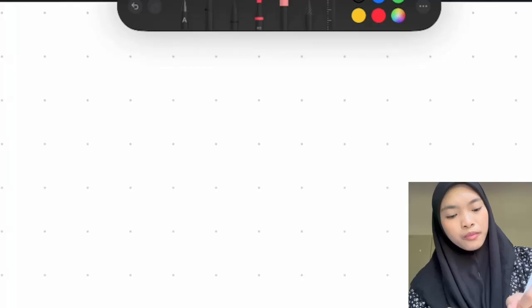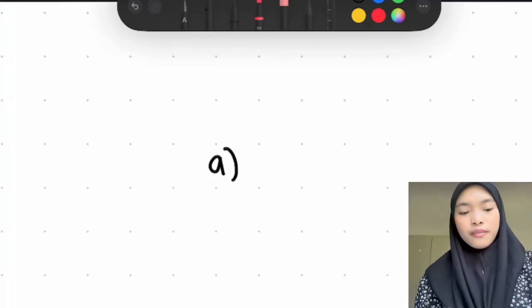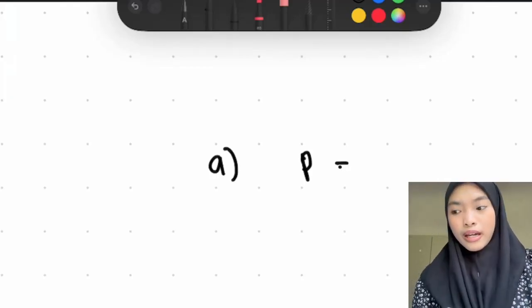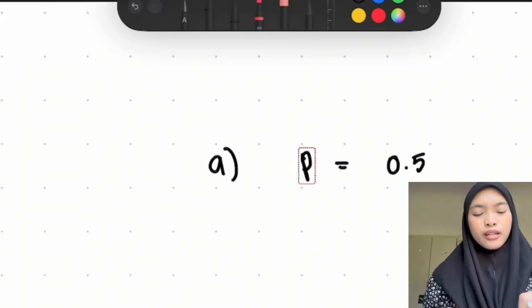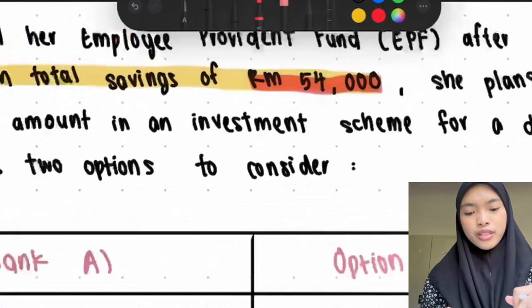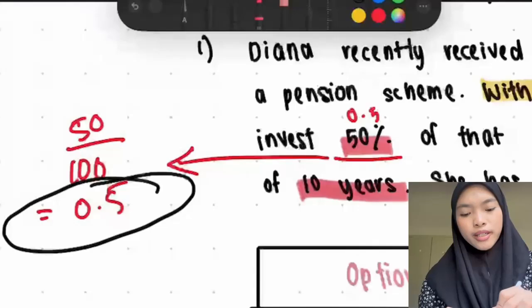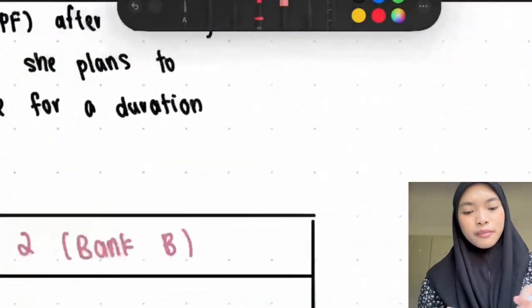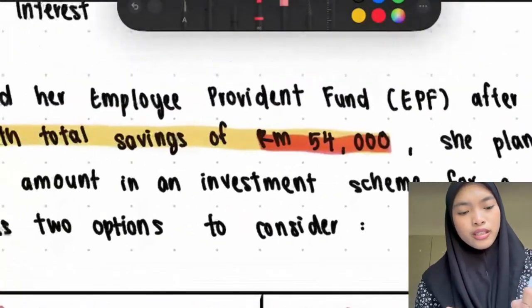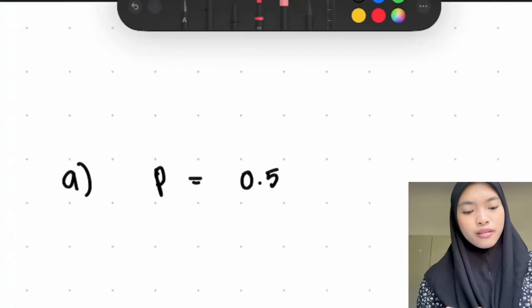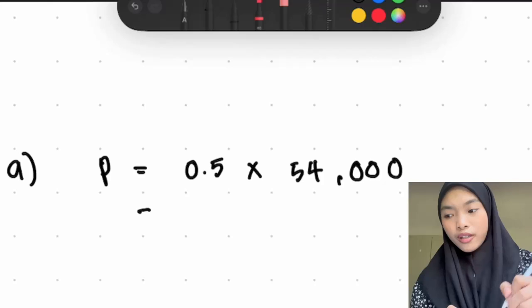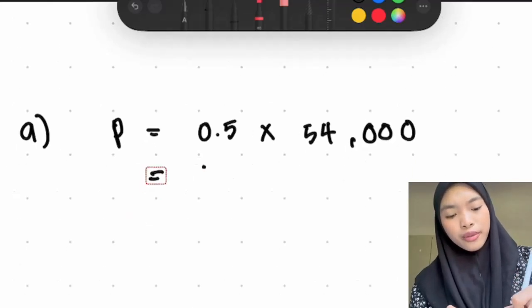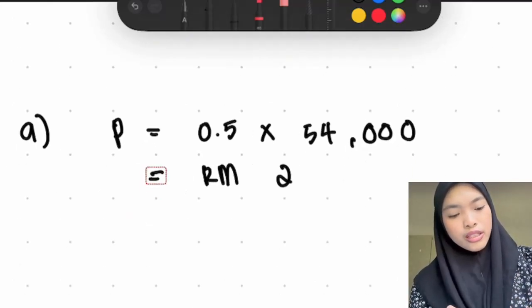So question A is the amount that she allocates for the investment. So the P, we have 0.5, the one that we just calculated, multiplied with the total savings, 54,000. So if we calculate it, we have 27,000.